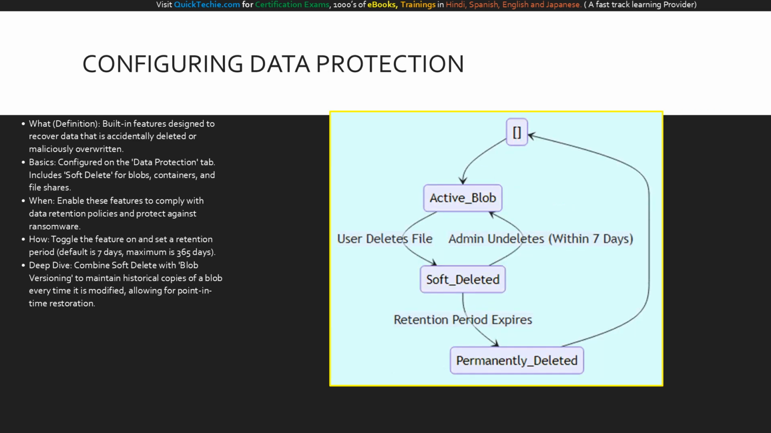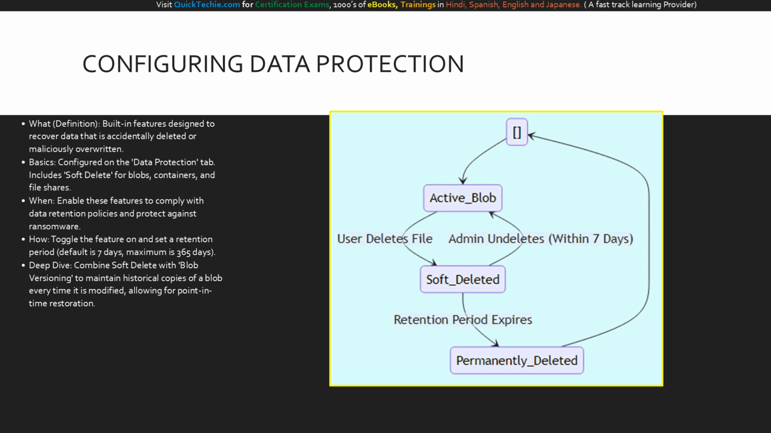On slide 7, we look at configuring data protection. What is this? It's a suite of built-in features to save you when data is accidentally deleted or maliciously overwritten. The basics are found on the Data Protection tab during creation, where you can enable soft delete for blobs, containers, and file shares. When should you use this? Always. It is your primary defense against ransomware and accidental administrator errors. How does it work? You simply toggle the feature on and set a retention period. The default is 7 days, but you can stretch it up to 365 days.